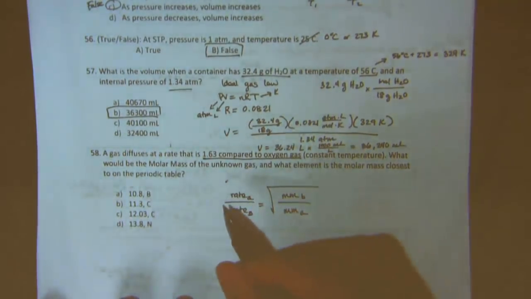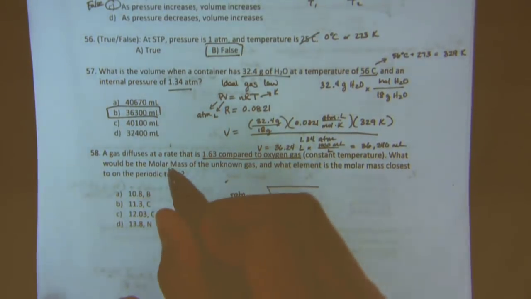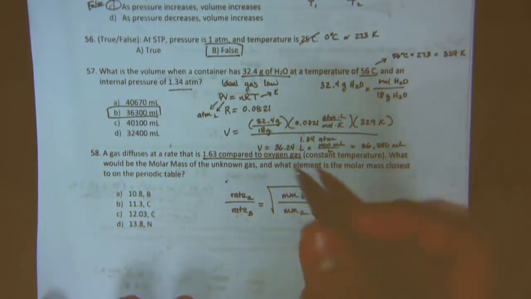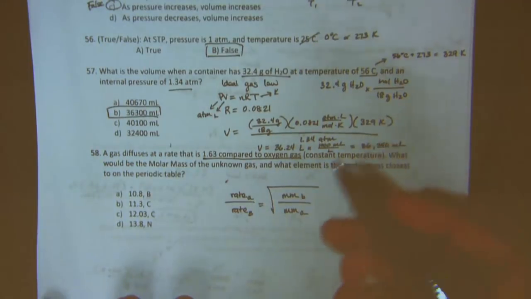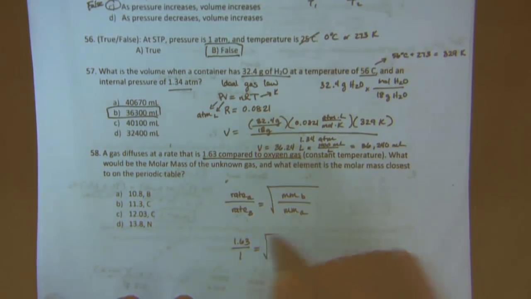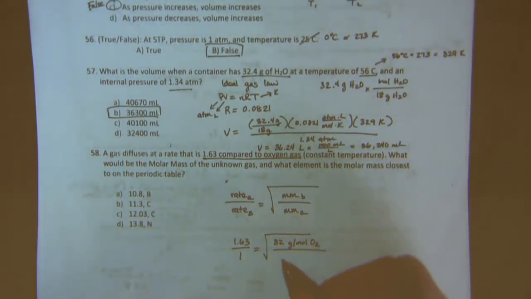So in this case, A would represent the unknown gas. It said that the gas diffuses at a rate 1.63 compared to oxygen gas. So in comparison, it's based off of 1. So we have 1.63 over 1 is equal to this. And we know the molar mass of oxygen gas to be 32 grams per mole, because oxygen gas is one of the diatomics. And then we would just be given the molar mass of A.